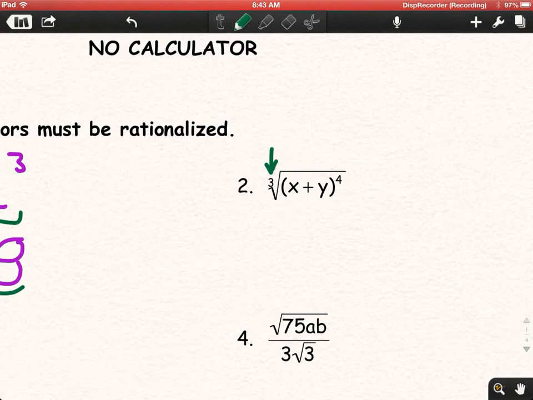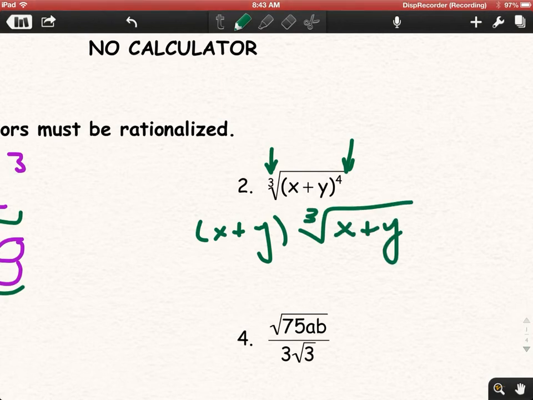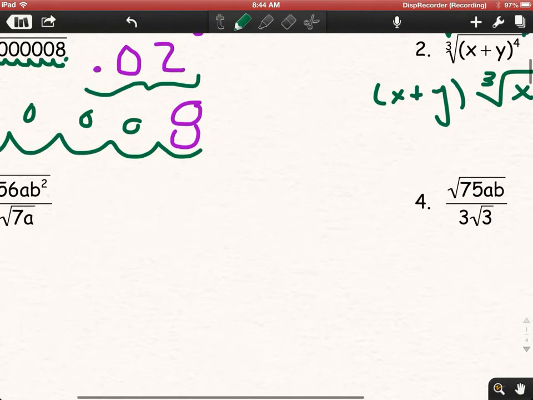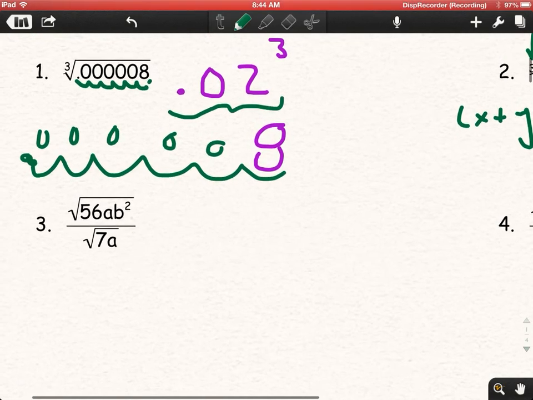Okay, let's take a look at number 2. Number 2 is a cube root. There are 4 things in here, and so x plus y comes out. Cube root of x plus y stays in. So we have a group of 3. Don't forget to put parentheses on your way out.